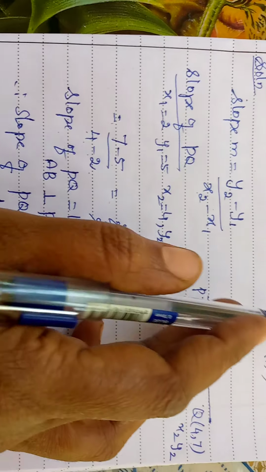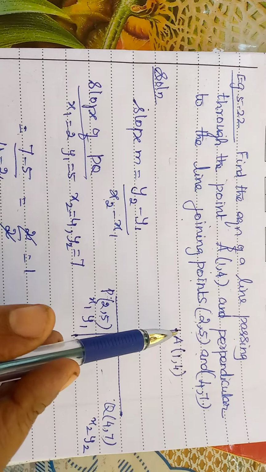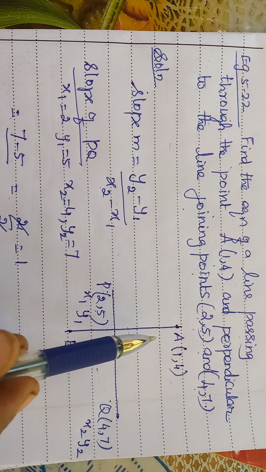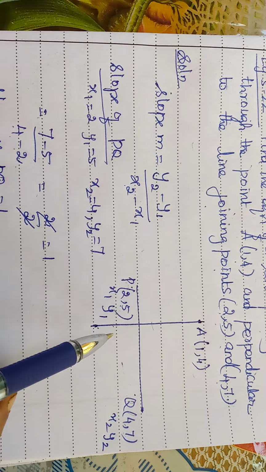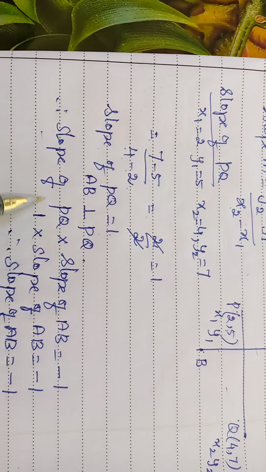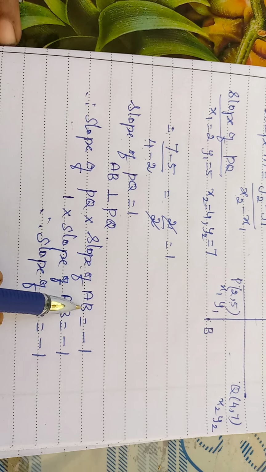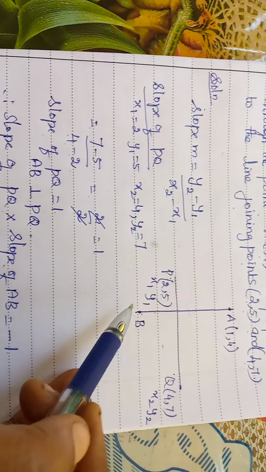It is given that this line AB is perpendicular to PQ. We know that when two lines are perpendicular, the product of their slopes must be minus 1. So we can write slope of PQ into slope of AB is equal to minus 1. Using that concept, we can find out the slope of AB.